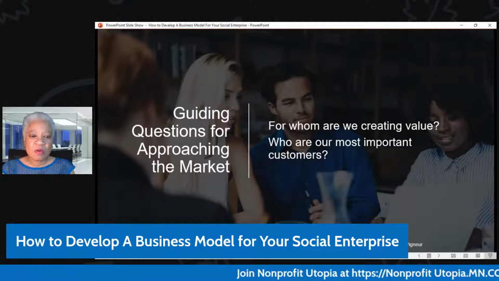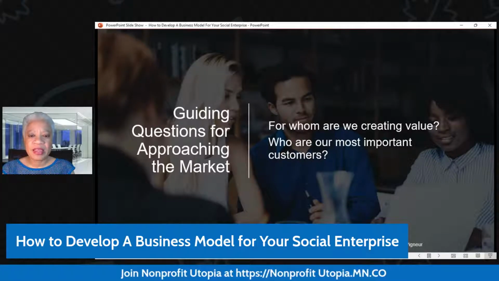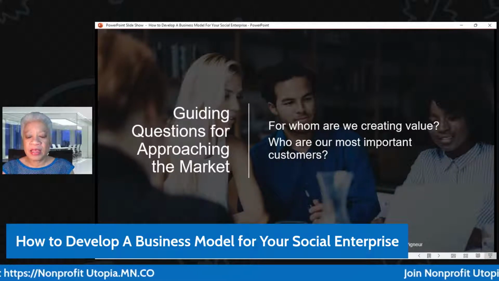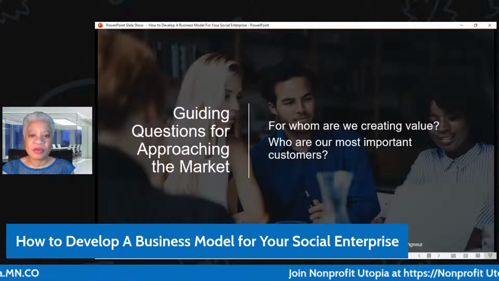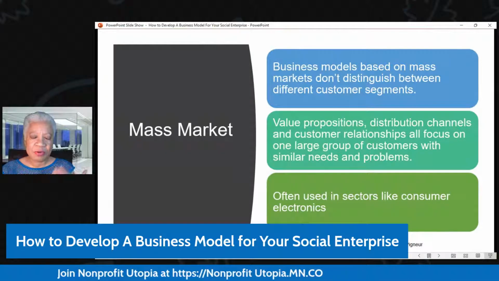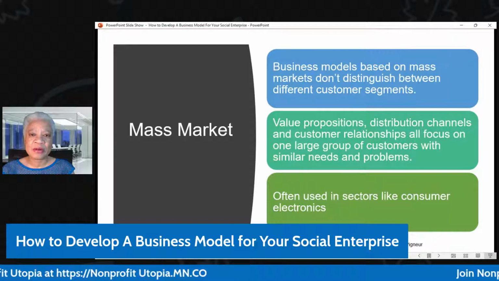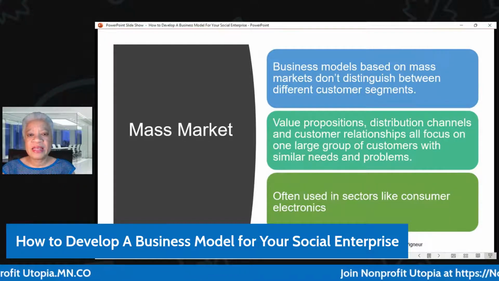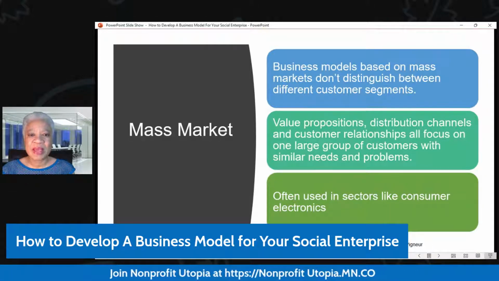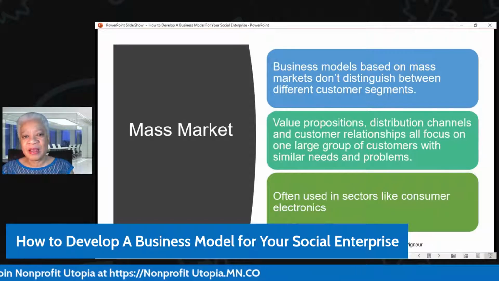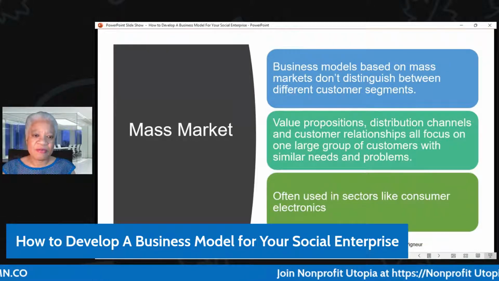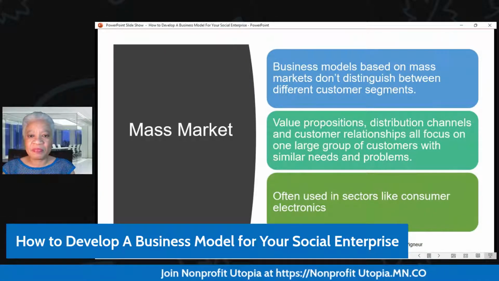All right. So when we look at how you're going to approach the market, some of the guiding questions could be things like, who are we trying to create value for, and who are our most important customers? Remember, you want to try to get the biggest bang for your buck as you approach the market. And speaking of approaching the market, we have a number of ways that we can approach the market. One way is the mass market approach. And generally speaking, startups do not approach the mass market unless it's a startup that's generated by a multinational company that's already been there, done that, and they have millions of people that they're serving already.